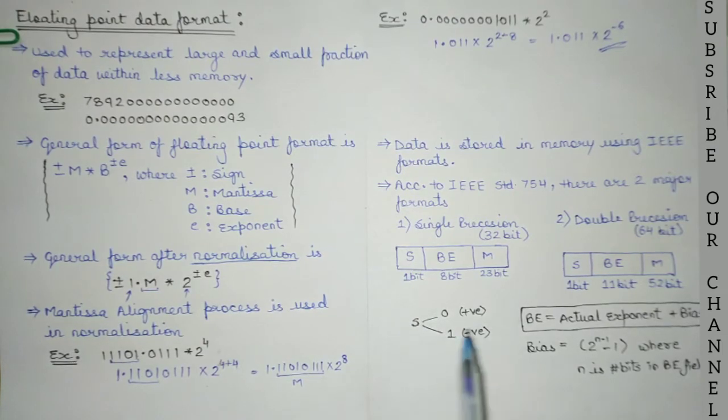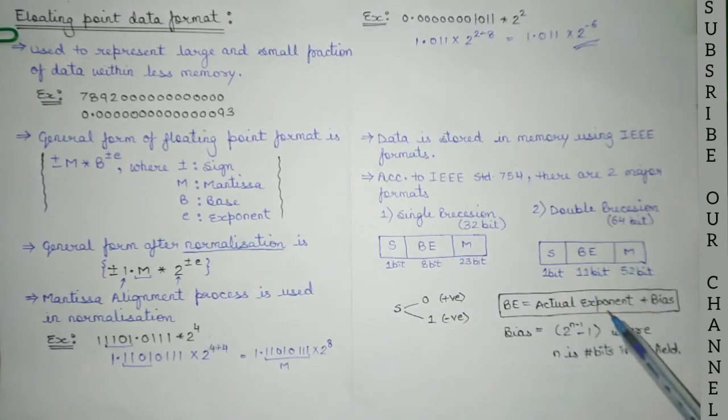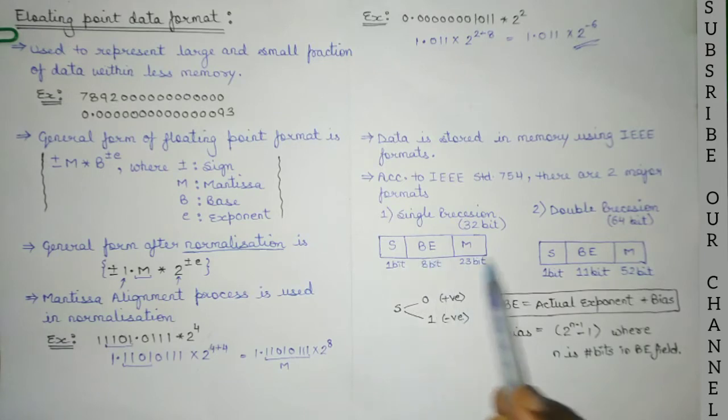So now move on to the BE, that is biased exponent. First of all, whenever we have to find out this BE, the biased exponent, that means we are about to store a particular value into the memory, because if we are storing, then only we need to find out this biased exponent, otherwise it is not required, right? So this BE is equal to actual exponent plus bias. In this particular example, 2 to the power 2, that means the actual exponent is 2. Now what is bias? Bias is nothing but 2 to the power n minus 1, minus 1, where n is the number of bits which are reserved for the biased exponent for the respective format.